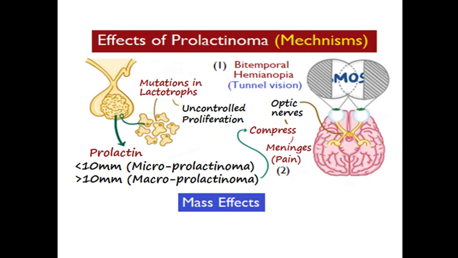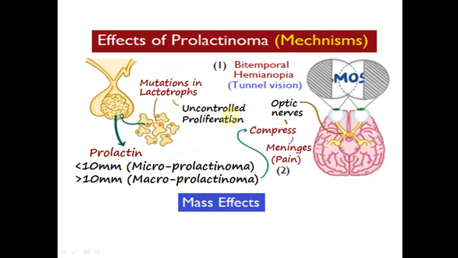Now, why does a prolactinoma occur? This is because of the mutations that occur in the lactotroph cells of the anterior pituitary gland, and the lactotrophs, due to mutations, undergo uncontrolled cellular proliferation and grow into a mass known as prolactinoma.